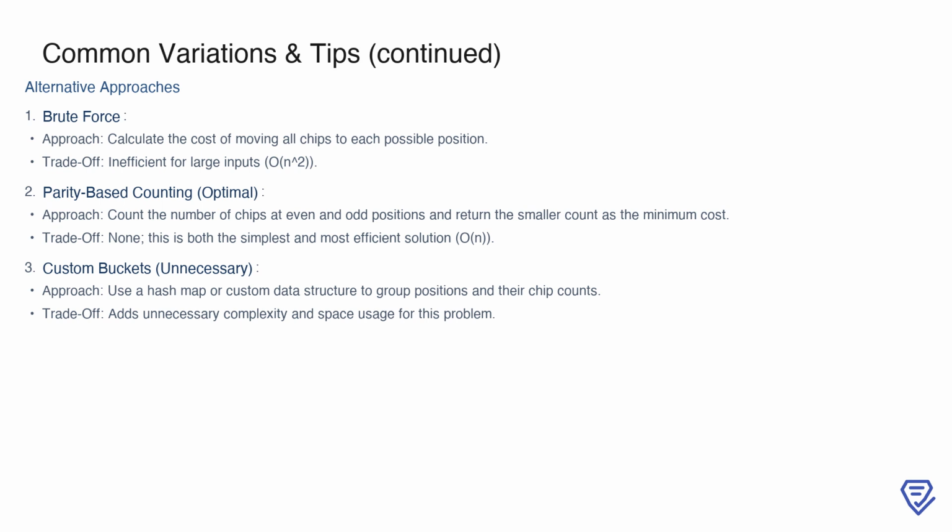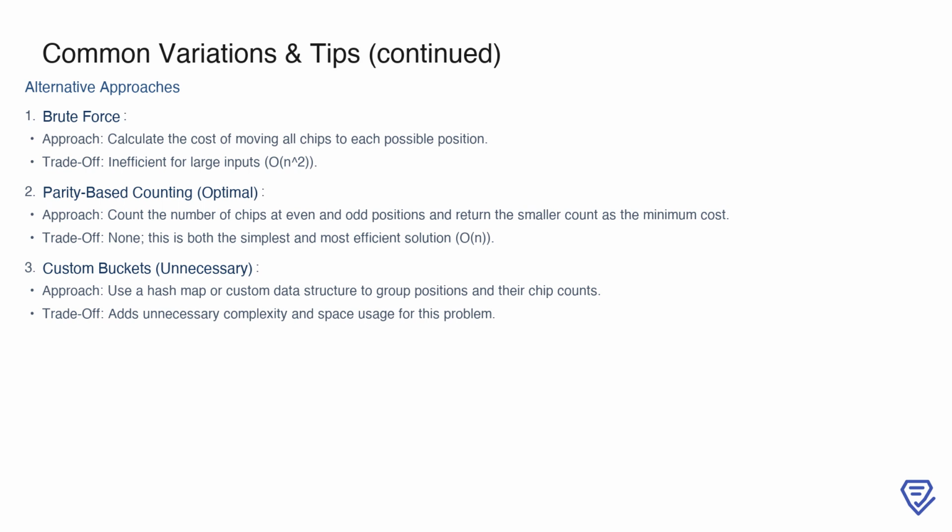The optimal solution is the parity-based counting approach. Here, you simply count the number of chips at even positions and the number of chips at odd positions, then return the smaller of the two counts as the minimum cost. This approach is both simple and efficient, with a time complexity of n.